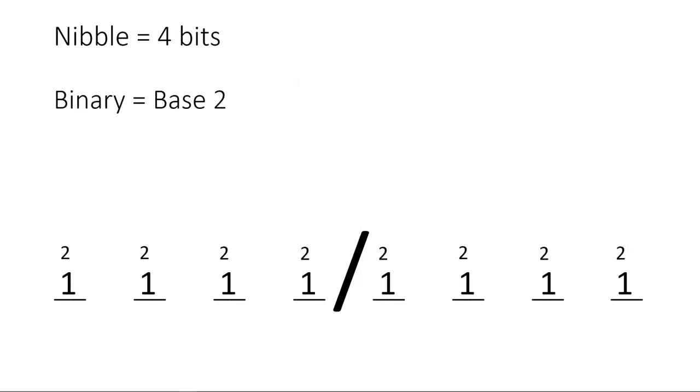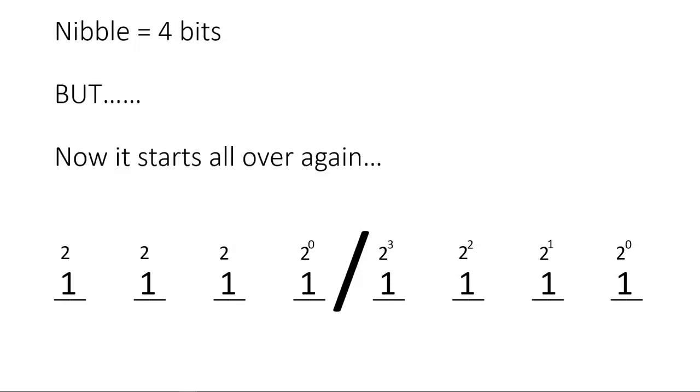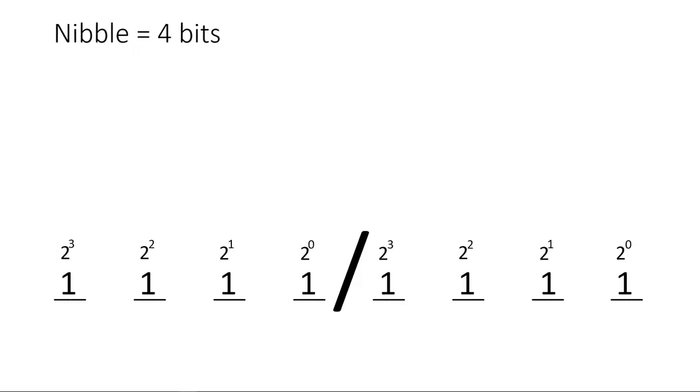The same binary concepts apply here as they did with the bytes, as you can see, except adding the power of, or exponent of, 2 only applies to each nibble. So the right nibble, 2 to the 0, 2 to the 1, 2 to the 2, 2 to the 3, and then we hop over to the left nibble and it starts all over again. 2 to the 0, 2 to the 1, 2 to the 2, 2 to the 3. So now let's do the math.